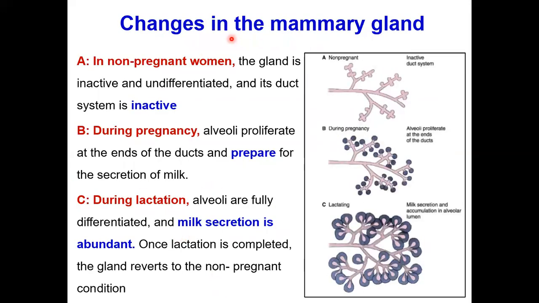What are the changes in the mammary gland? In the non-pregnant woman at rest, the gland is inactive, undifferentiated, and the duct system is inactive. As you see here in the diagram, the duct system is inactive and there are no alveoli. During pregnancy, the alveoli proliferate at the ends of the ducts and prepare to secrete milk. During lactation, the alveoli are fully differentiated and milk secretion starts, and the milk fills the duct system.